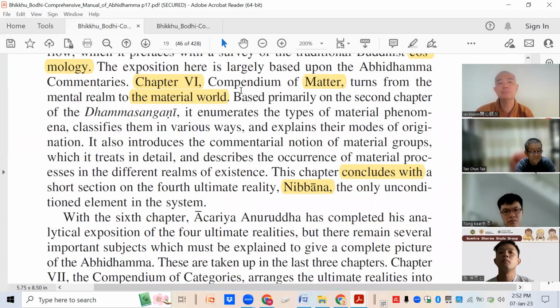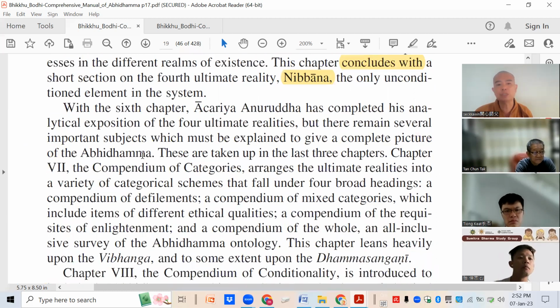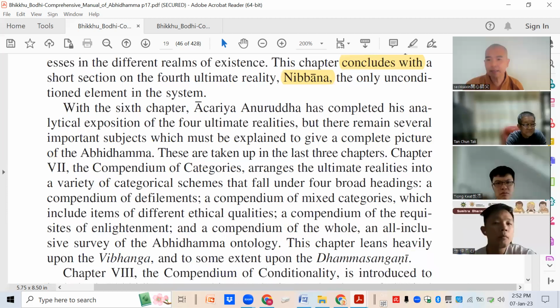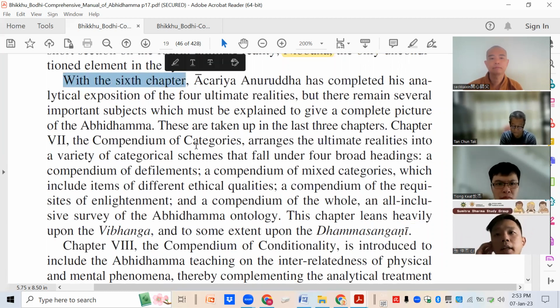Then we go to chapter number 6, which is regarding matter. Before this is the cosmology we studied in chapter number 5. Just now we mentioned the moment you are born and you die, and also the vibhanga. Okay, now we go to the 6th chapter. CJ, can you please read this passage with the 6th chapter?